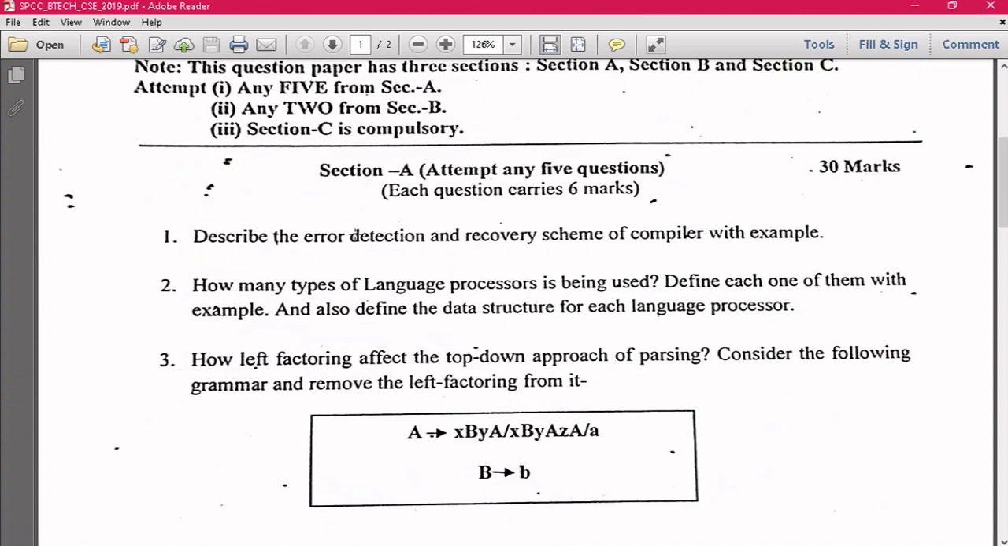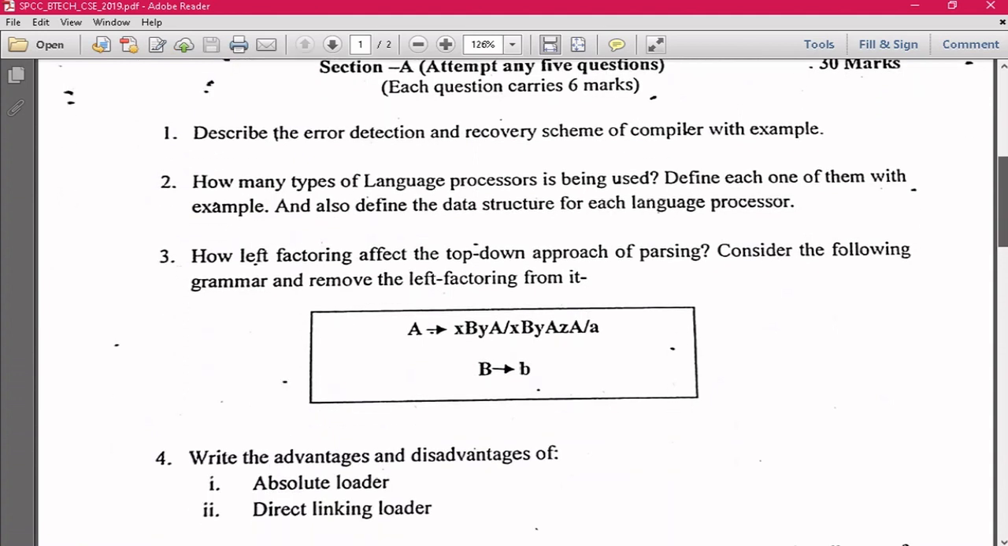Here, first, you can see that in the previous paper also, in 2015, there was a question about the concept of error and its types. And here it is a different question. Here you have to describe the error detection and recovery scheme of the compiler, and there you just had to explain the types of error. So again, this topic is also important, as you can see, it is repeating.